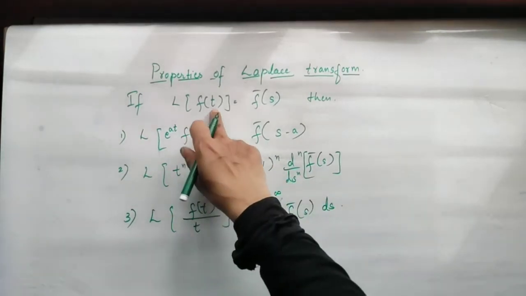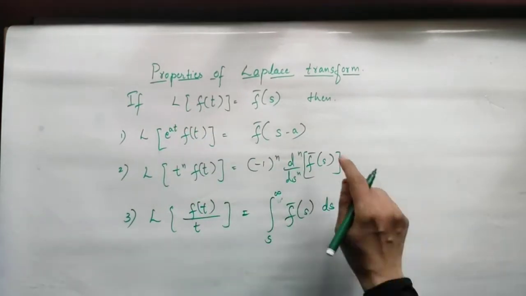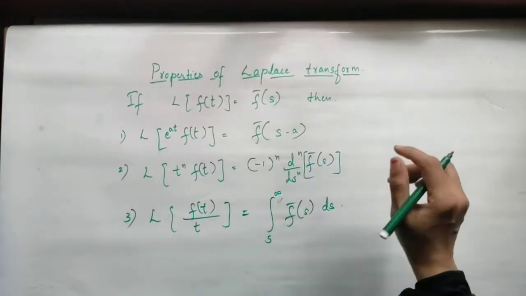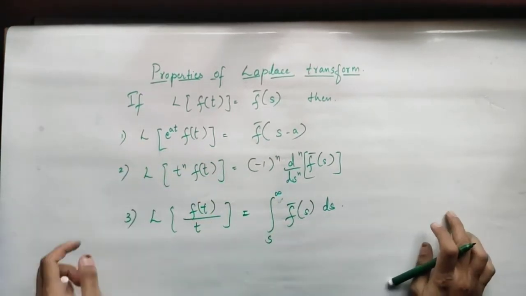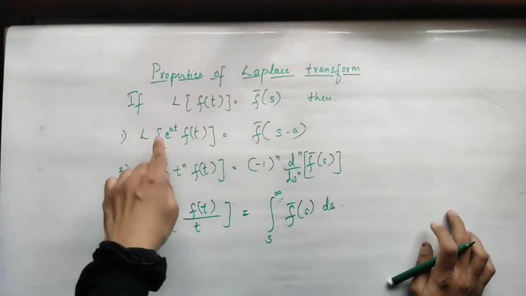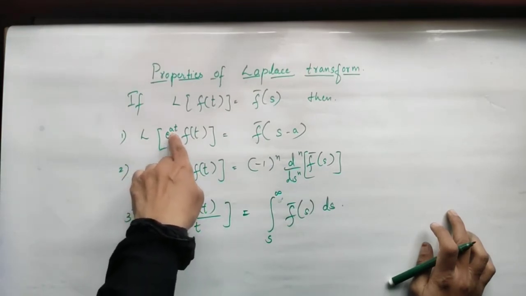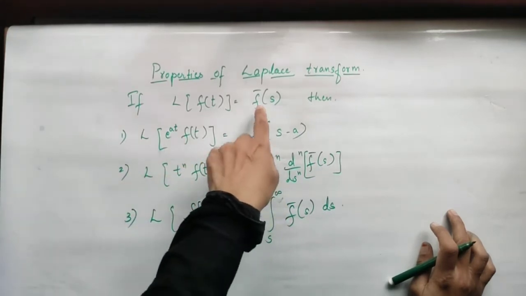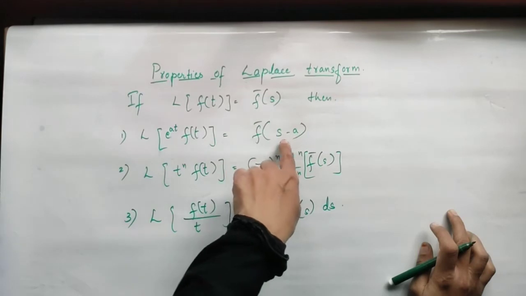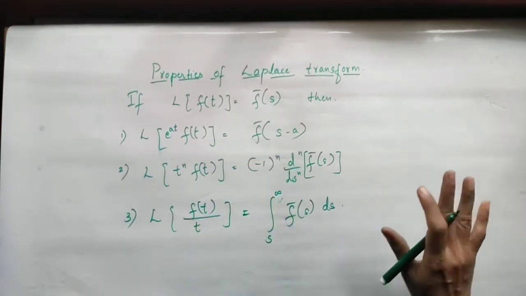If you have any function f of t and the Laplace transform of that f of t is, suppose, f bar of s, then what does the first property say? The property 1, here I have written the property 1. It says the Laplace transform of e to the power at, that is an exponential function, where a is any constant, e to the power at into f of t will be equal to the same f bar of s, but in place of s you will have s minus a. Wherever you have s, you will just replace that s by s minus a.